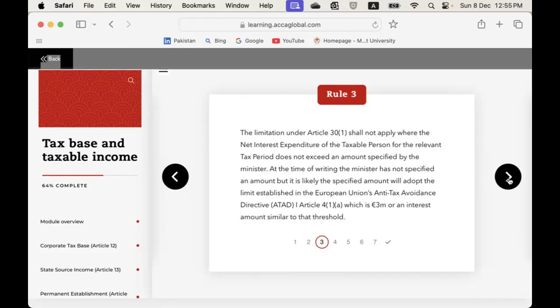I'm telling you that later on, the amount to be specified by the minister was specified, and it is AED 12 million. So the good news is that the 30% tax EBITDA rule has been overridden. So up to 12 million dirham net interest expenditure is deductible. Clear, guys?